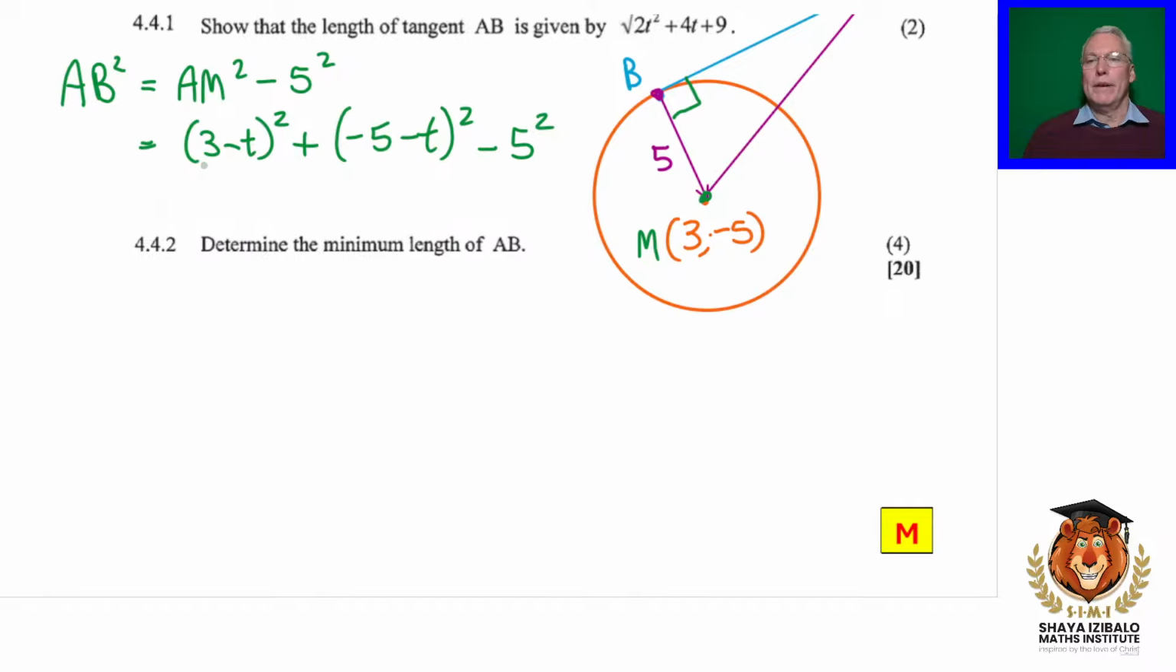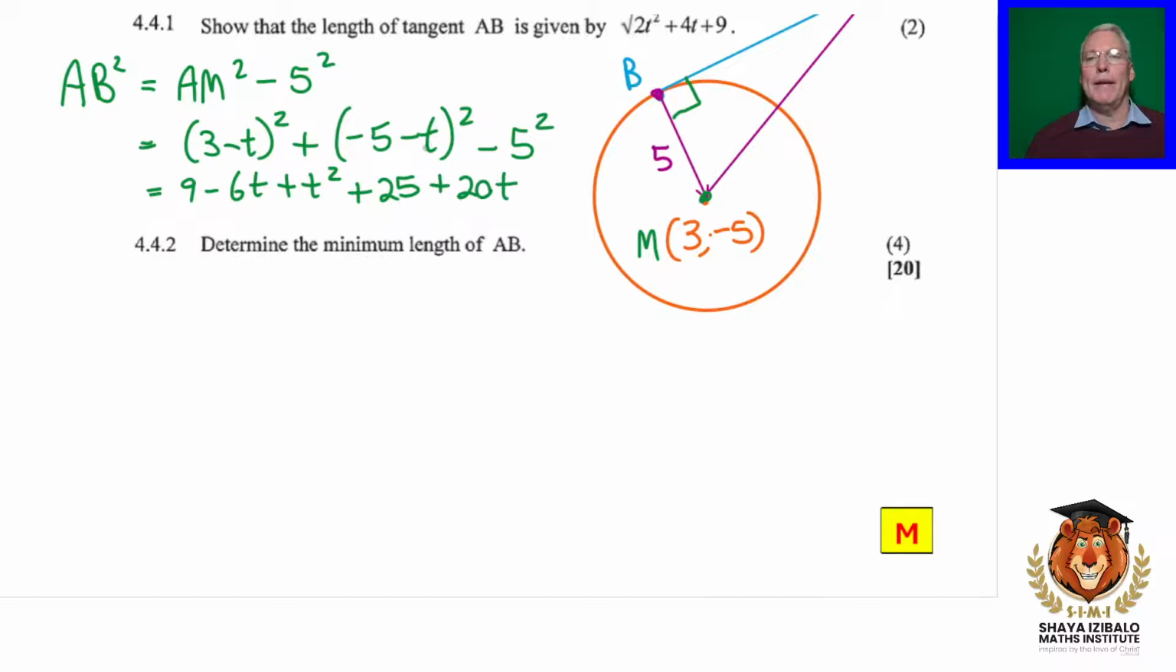Now, just to save a little bit of time, we're going to do this quite quickly. This is going to be 9 minus 6T plus T squared plus 25 minus, or plus 10T, but doubled, so plus 20T.